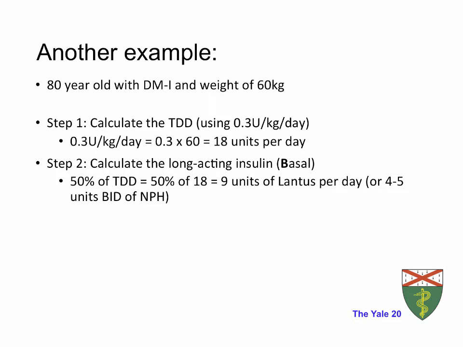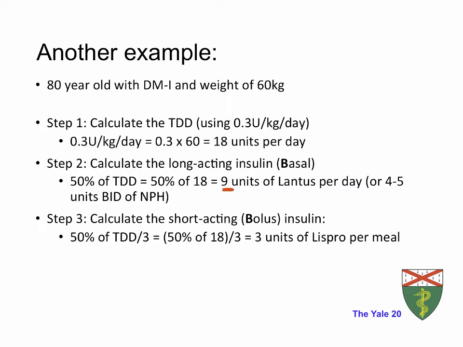The second step is to calculate the long-acting, or the basal insulin. So half of the total daily dose, half of 18, is 9 units. So you can either give 9 units of insulin Lantus or Glargine a day, or you can give 4 to 5 units twice a day of NPH. Step 3 is to calculate the short-acting, or the bolus insulin.